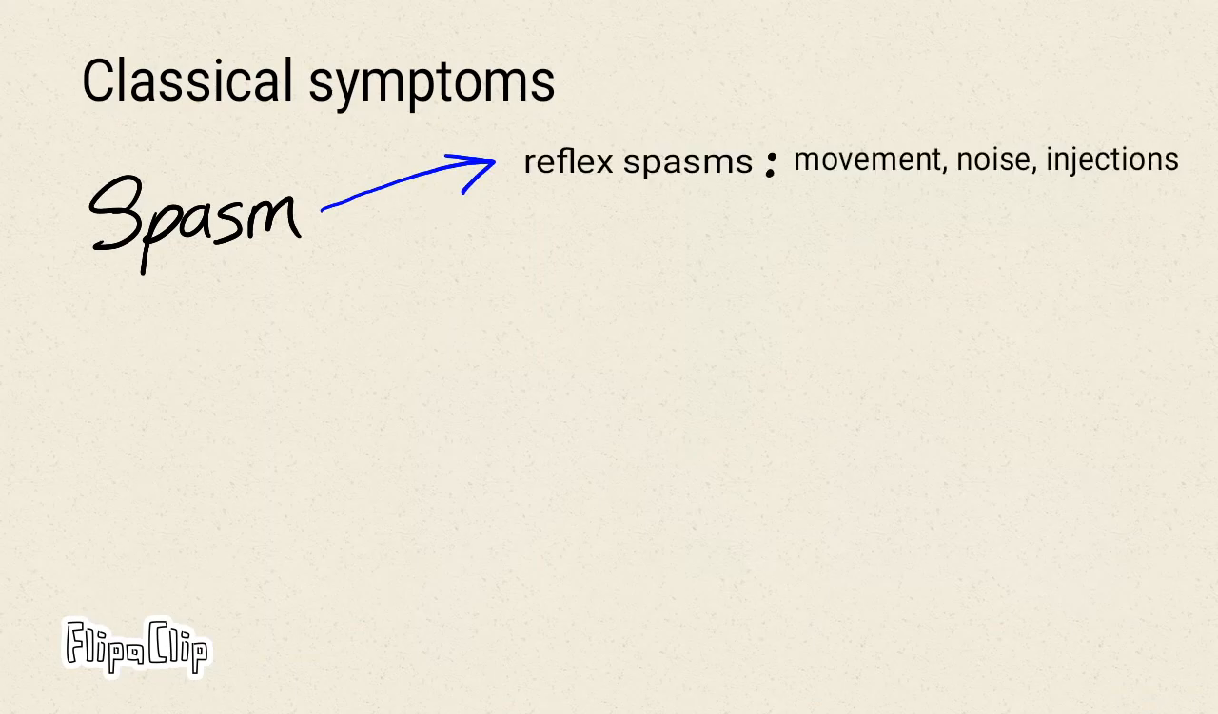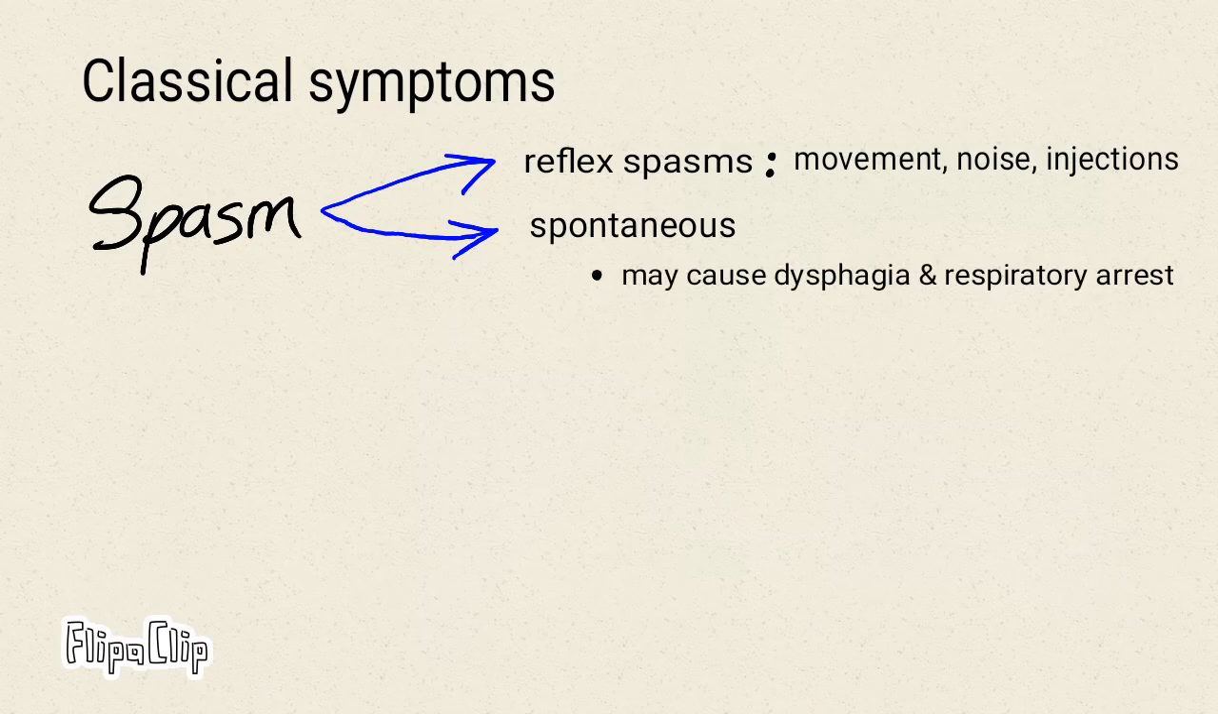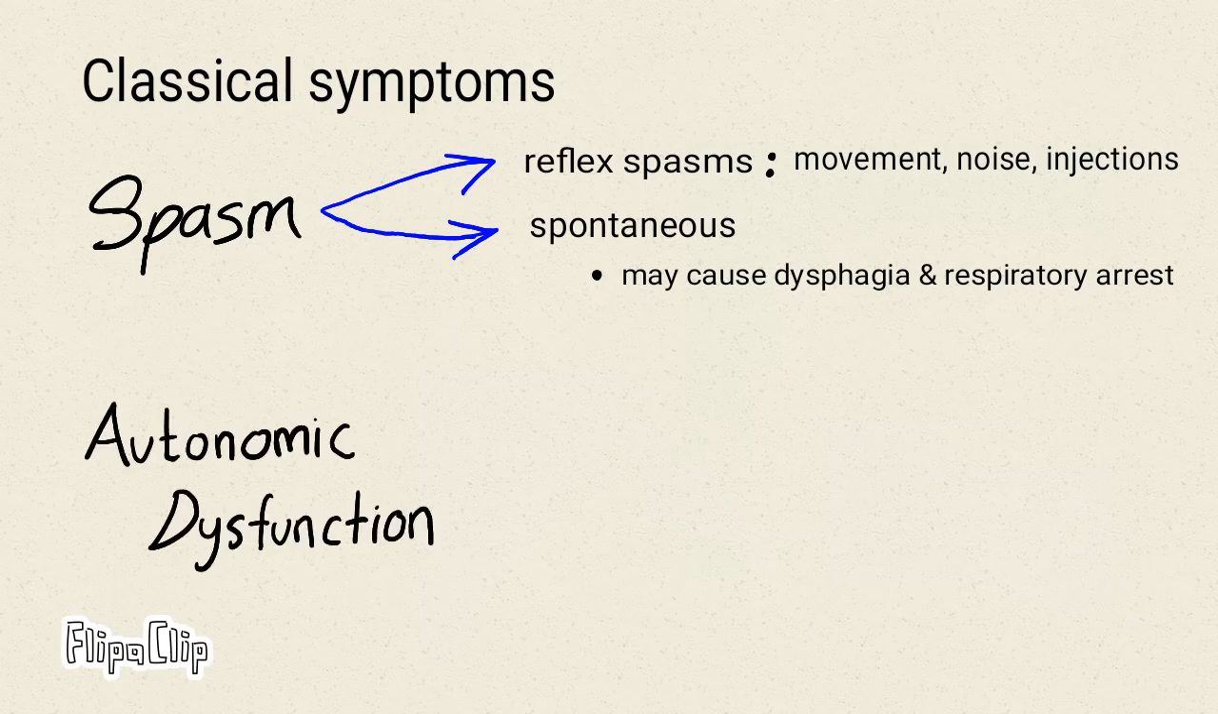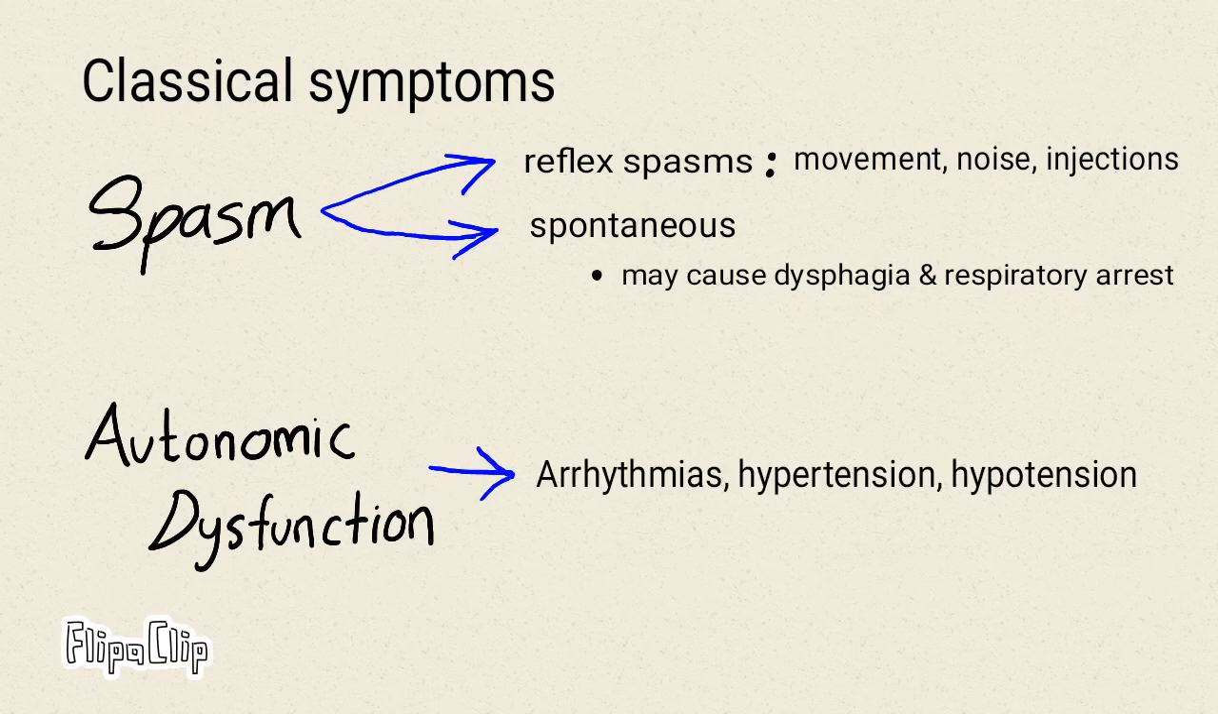Spasms may also be the symptoms. First of all is reflex spasm, which is triggered by a movement, noise, or injection. Another spasm is spontaneous spasm, which itself may cause dysphagia or respiratory arrest. Autonomic dysfunction may also occur in the patient, in which patient may have arrhythmia or wide fluctuation in blood pressure.